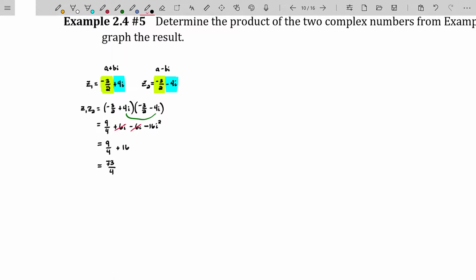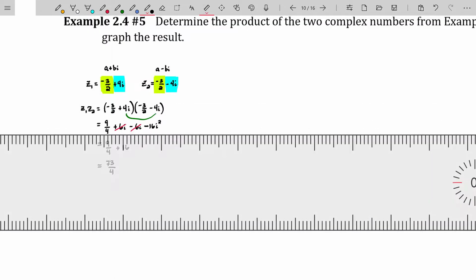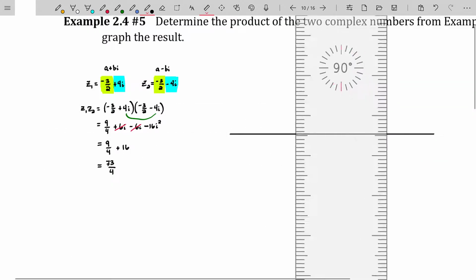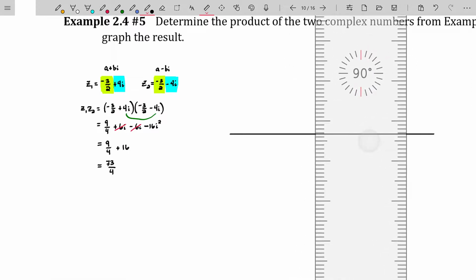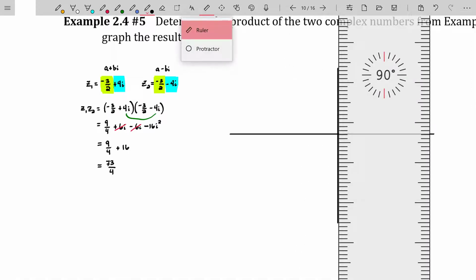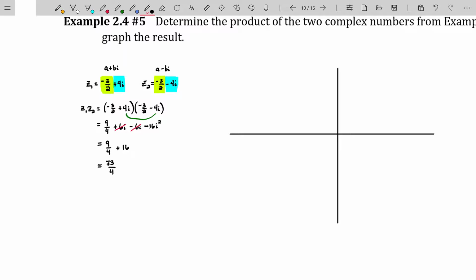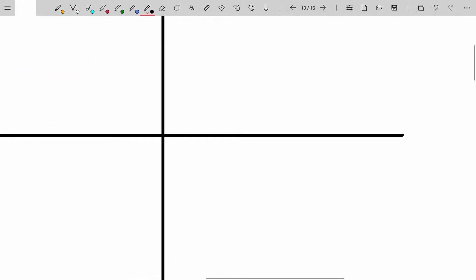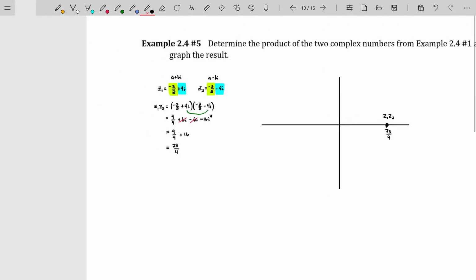The other thing I want to draw your attention to is when we go to graph this, I'm just going to quickly scratch out a horizontal and vertical set of axes. When we go to graph this, we're only graphing the real part. So I'm only going to worry about going over 73/4 in the real direction. You don't have to go anywhere in the imaginary direction. That is the point z1 times z2 on our complex plane.